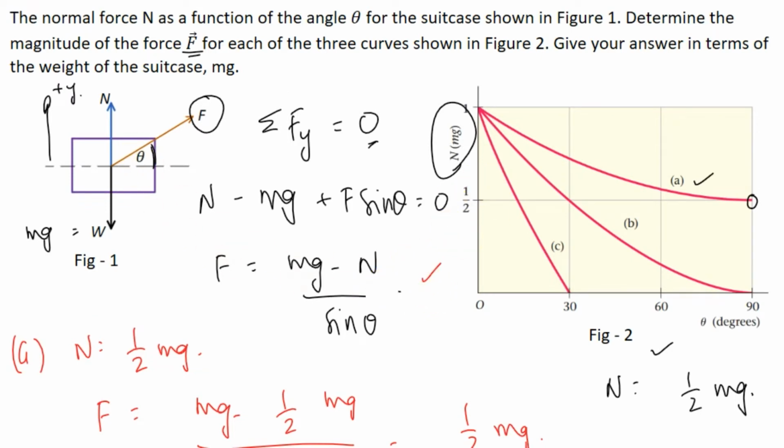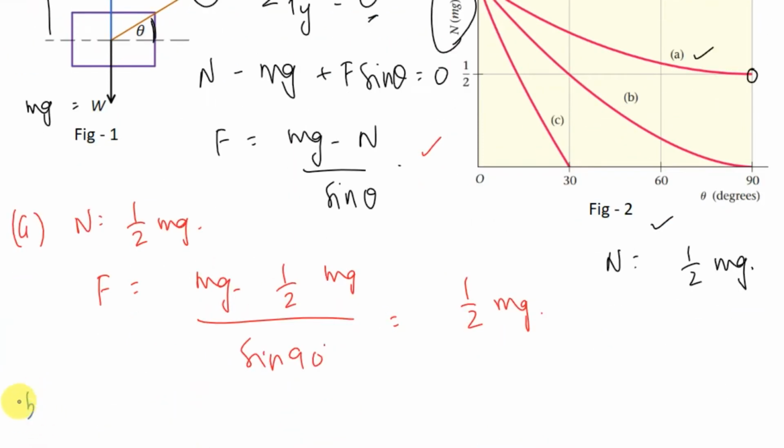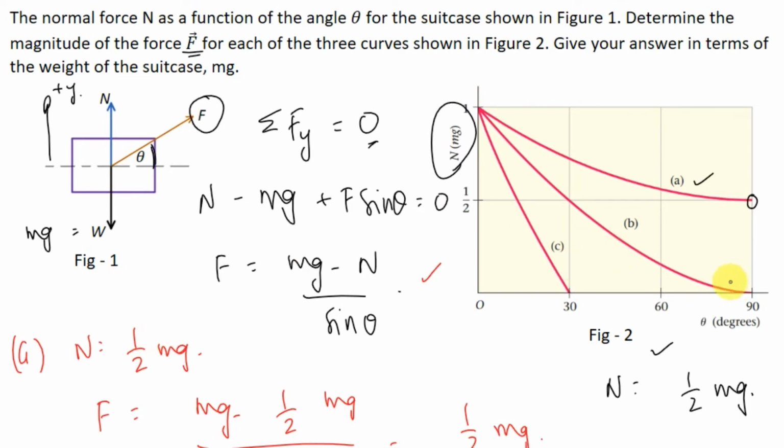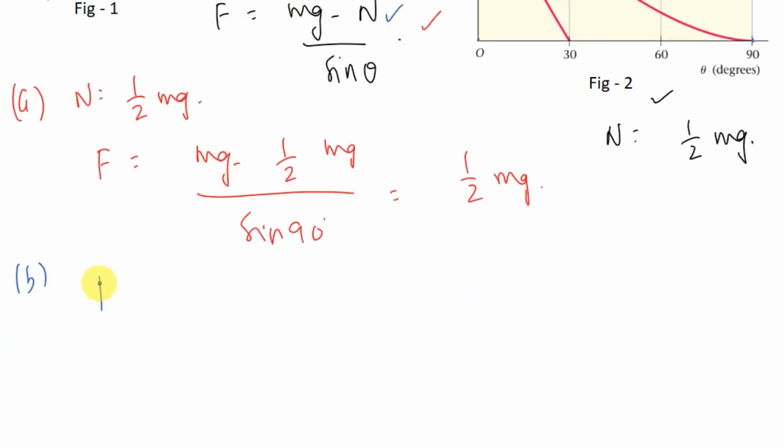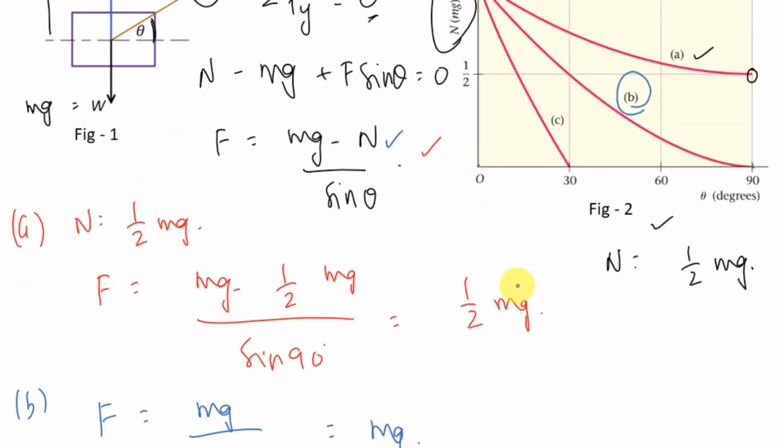Next we can solve the B part. This is the curve B. When theta becomes 90 degrees, the value of the normal force N is 0 in this case. So we can put N to be 0 here. So the force F will be equal to mg over sine theta, and theta is 90 degrees. So this is equal to mg. So for the B part, the force F will be mg.